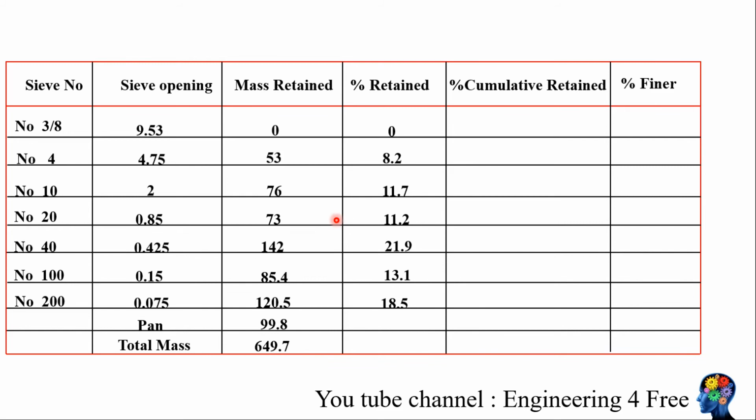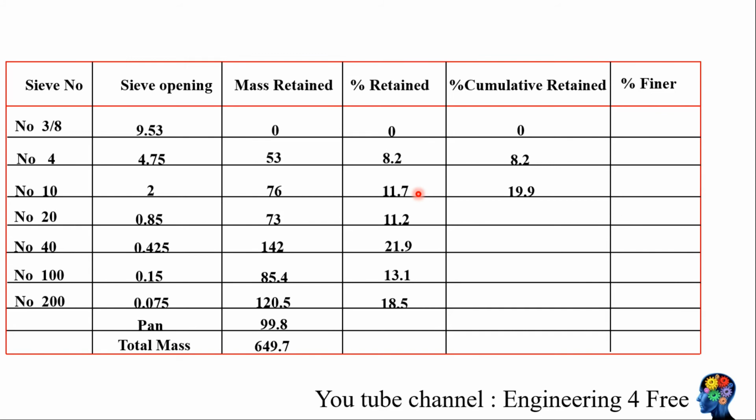To calculate percentage cumulative retained, you add retained materials on that sieve and the previous sieve. For number 3/8, you have 0. For number 4, you have 0 plus 8.2, you have 8.2. For number 10, you get 8.2 plus 11.7, you have 19.9. We'll fill the remaining rows in similar fashion.